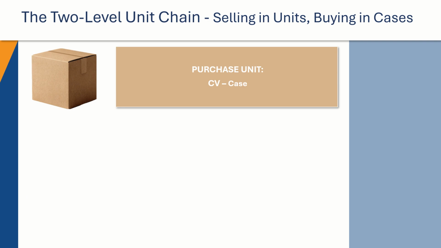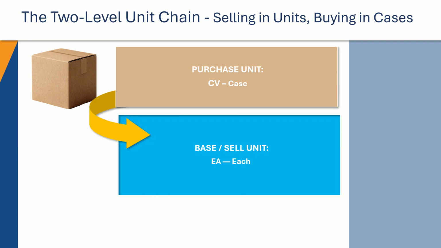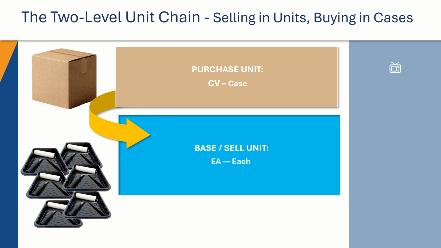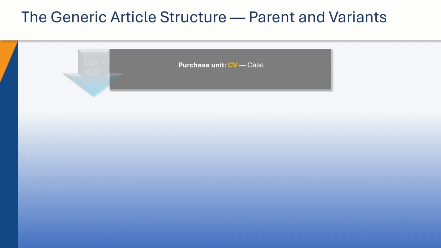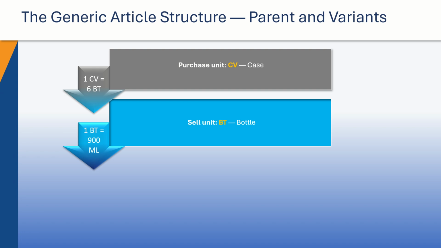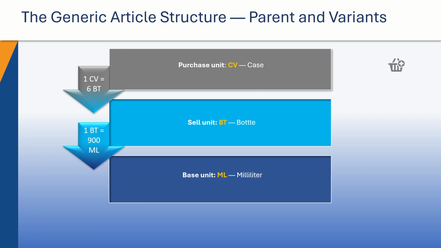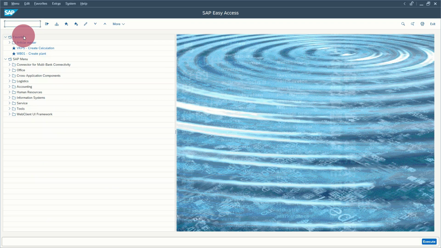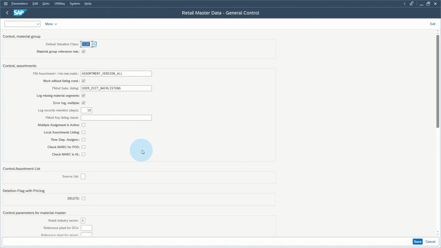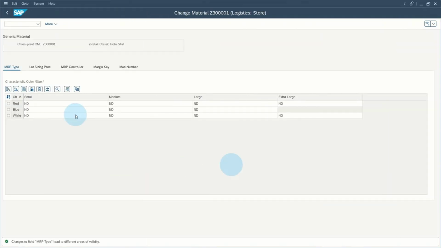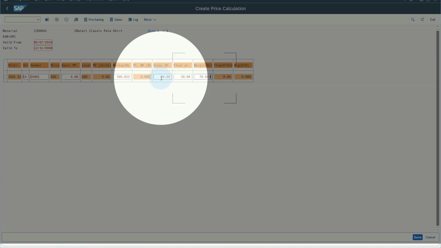A hardlines retailer is buying in cases and selling by the unit and needs SAP to derive the cost automatically. And an FMCG company is running a 3-level unit chain, milliliters to bottles to cases, with one price entry resolving across the entire range. This course walks you through all five full system demonstrations, real article numbers, real transactions, from material group creation all the way to a confirmed purchase order.